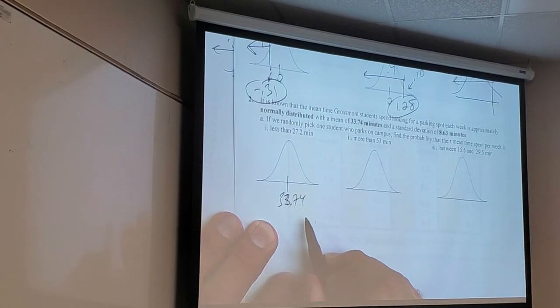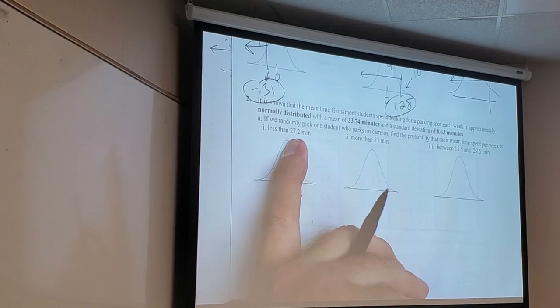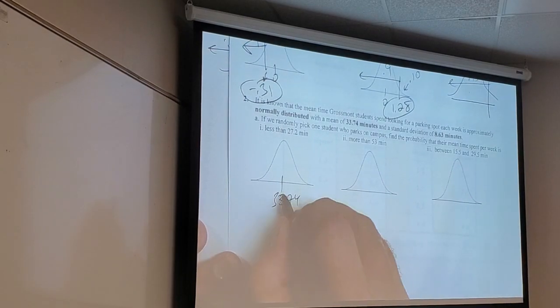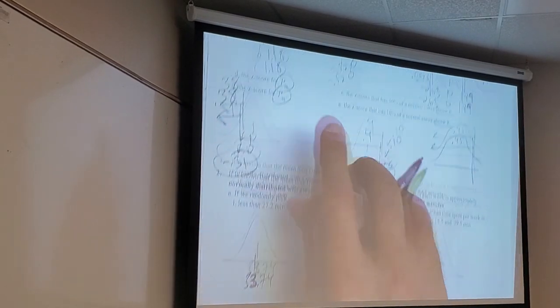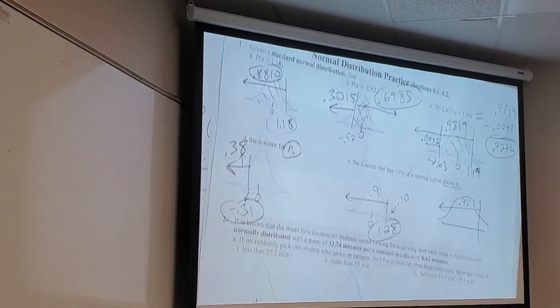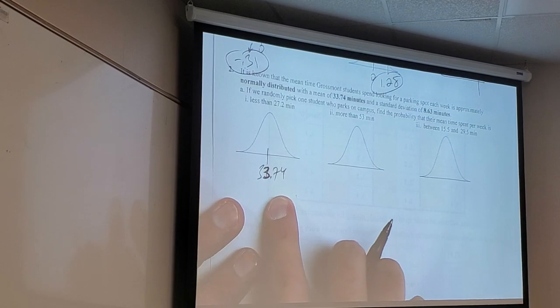Why am I not putting a 0 there yet? Because I haven't made z-scores yet. These are all still raw scores is what we call them. We haven't processed them yet. So the mean always goes in the middle. If it's a standard normal, the mean has already been changed into a z-score. That's why it's a 0. Here it hasn't been changed yet, so it's 33.74.